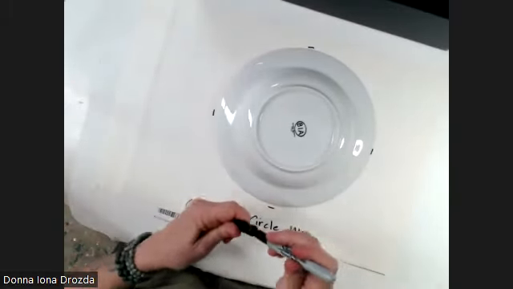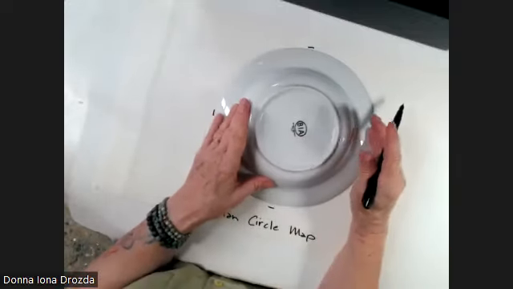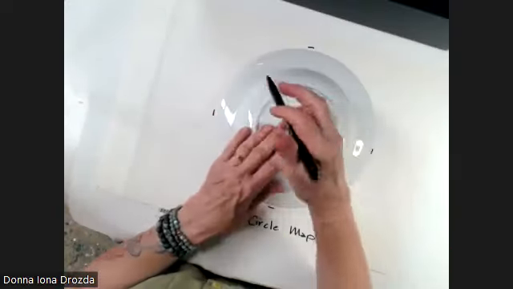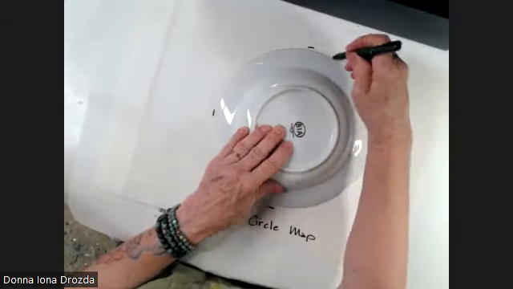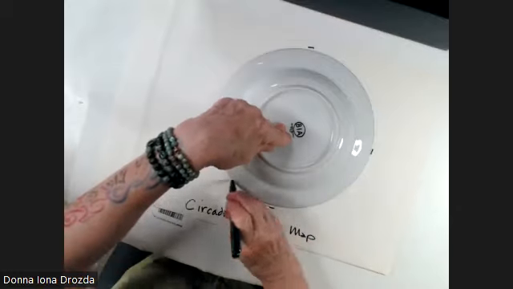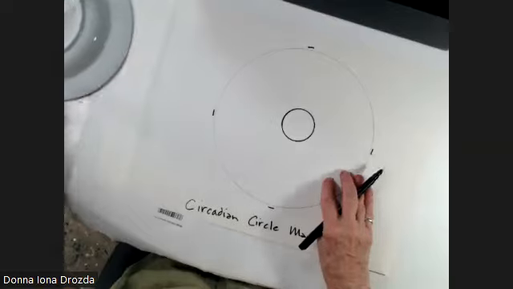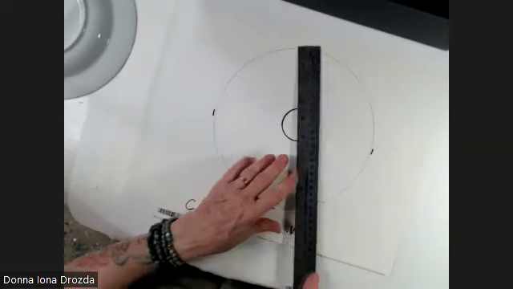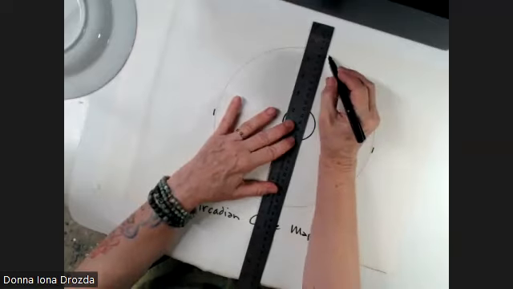Now I'm going to take a fine line Sharpie marker. You can use anything you want. You can obviously use all kinds of color, but I'm going to stay with black lines on the white paper today so that we can move quickly and get our map done. Now I'm going to take a ruler and I'm going to go through the center of the circle.